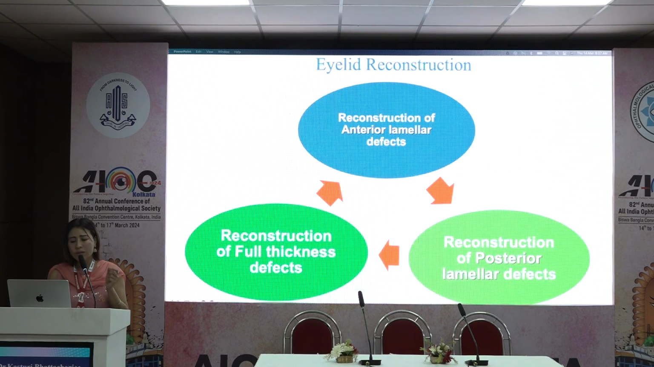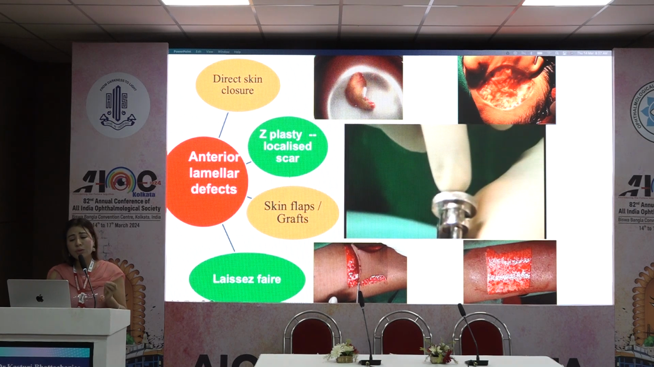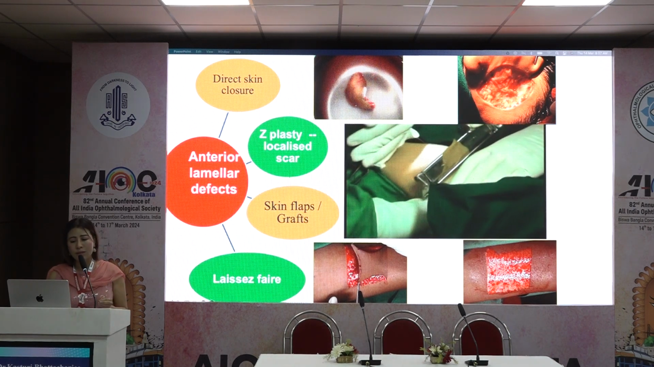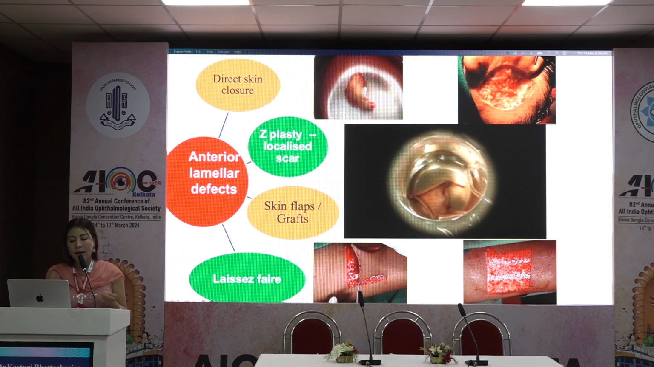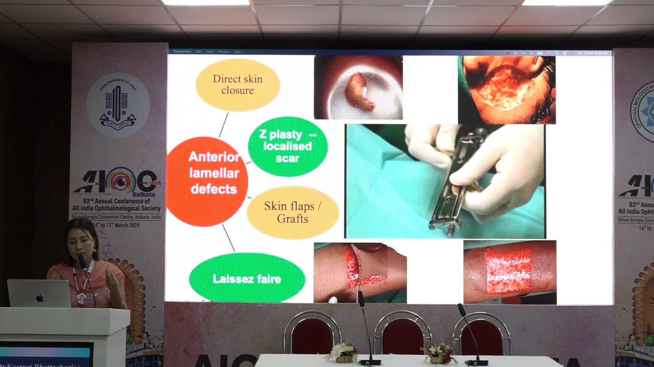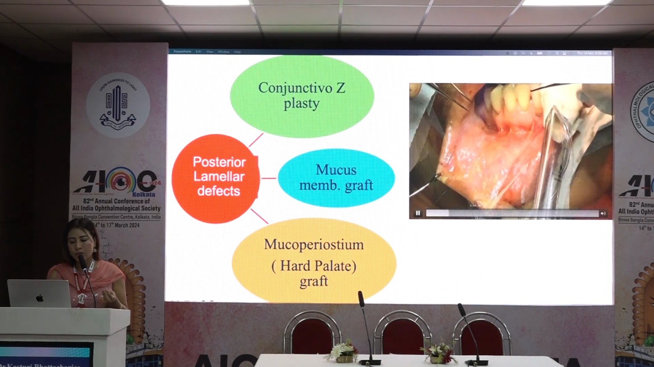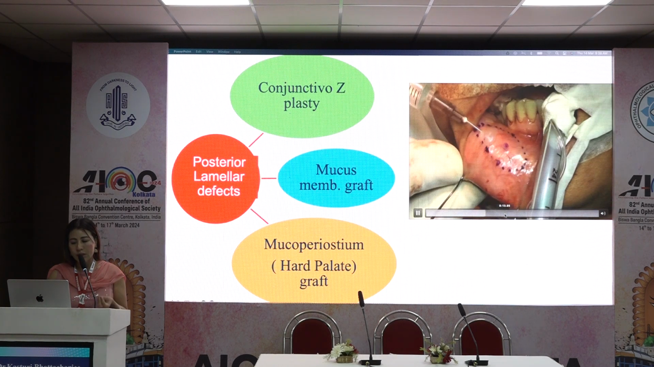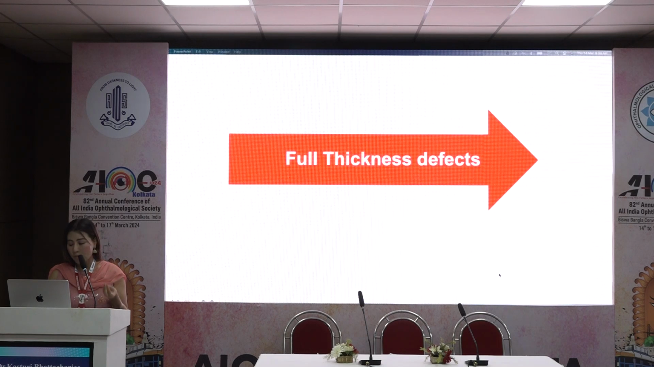So in a nutshell, reconstruction is basically the reconstruction of the anterior defect, the posterior defect, and the full thickness defect. The anterior defect can be reconstructed very well either with a Z-plasty or with a skin graft, which can be split thickness or full thickness, and also you can let it heal by itself with laissez-faire. But for the posterior, it is basically a mucous membrane graft, which we take either from the lip or sometimes from the buccal mucosa, and also sometimes we need a hard palate graft.